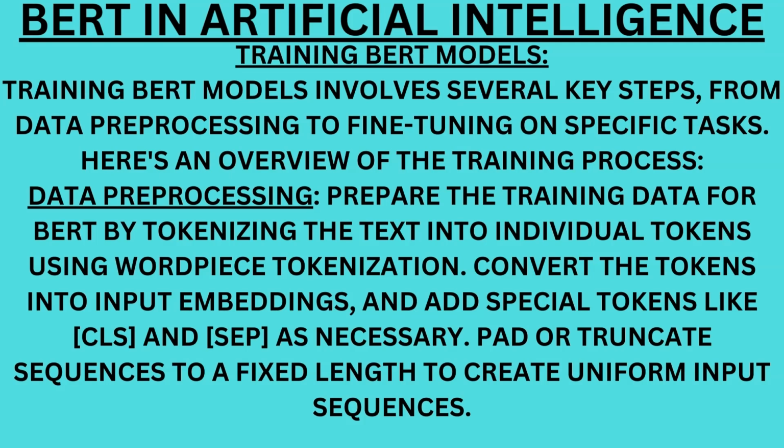Training BERT models involves several key steps from data pre-processing to fine-tuning on specific tasks. Here is an overview of the training process. Data pre-processing. Prepare the training data for BERT by tokenizing the text into individual tokens using WordPiece tokenization. Convert the tokens into input embeddings and add special tokens like CLS and SEP as necessary. Pad or truncate sequences to a fixed length to create uniform input sequences.